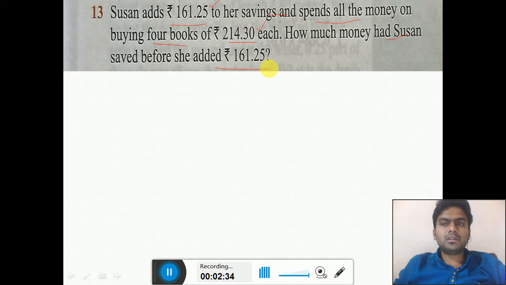So it is not finding the total saving she was having. The question is, what is the total money she is having and how much money she had before she added this much. So before adding this many rupees, how much money did she have.